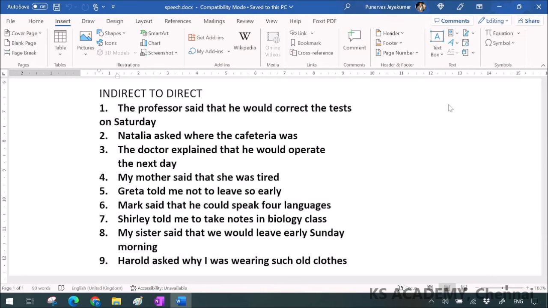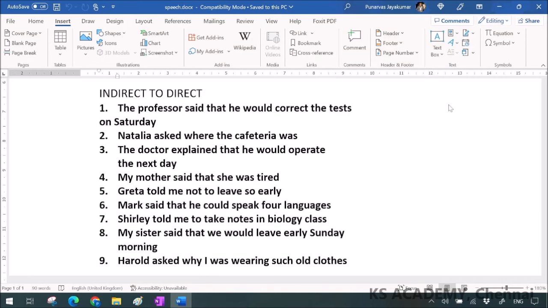Greta said to me, or you can say, you cannot say "said me," that is so wrong. You either say Greta told me, or you can say said to me. Greta said to me, "Don't leave so early." Mark said that he could speak 4 languages. Mark said, "I can speak 4 languages." Shirley told me to take notes in biology class. Shirley said to me, "Take notes in biology class."